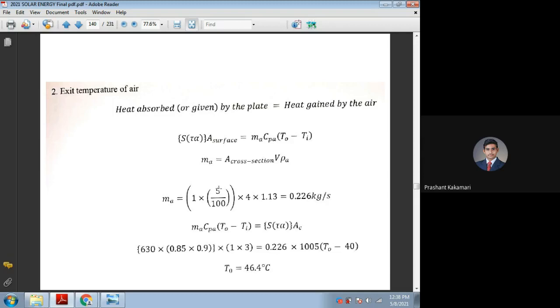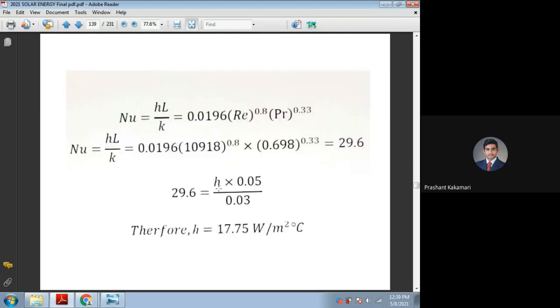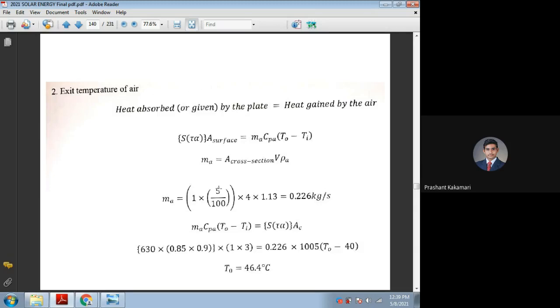So in that case, what they have done? They have taken heat absorbed by the plate as total solar radiation incident for a given surface area A, with transmittivity and absorptivity losses, because glass will absorb some heat that is not directly transmitted to the absorber plate, because the system is not kept completely open to the atmosphere. The glass cover is there. That glass cover is going to absorb some heat energy. So that is given by tau into alpha. That is considered there: S into tau alpha into surface area.